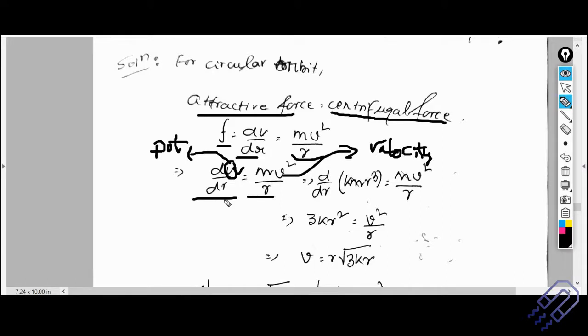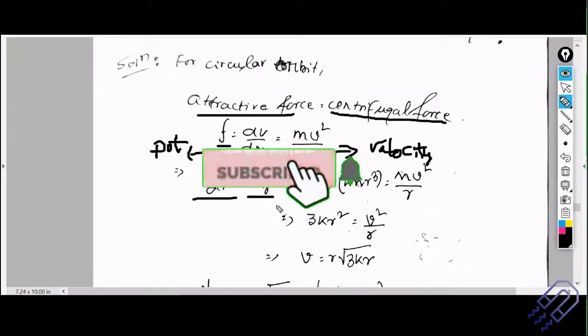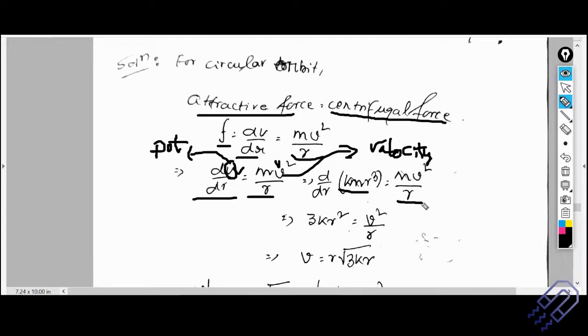So F is equal to dV/dr is equal to mv²/r. Our aim is to find out the velocity. So d/dr of V, which is given to be kmr³, is equal to mv²/r. You can just differentiate this. This will be 3kr² = v²/r. So simply the velocity would be nothing but r root over 3kr. There is a square there, so that r comes out, and then this r goes here.